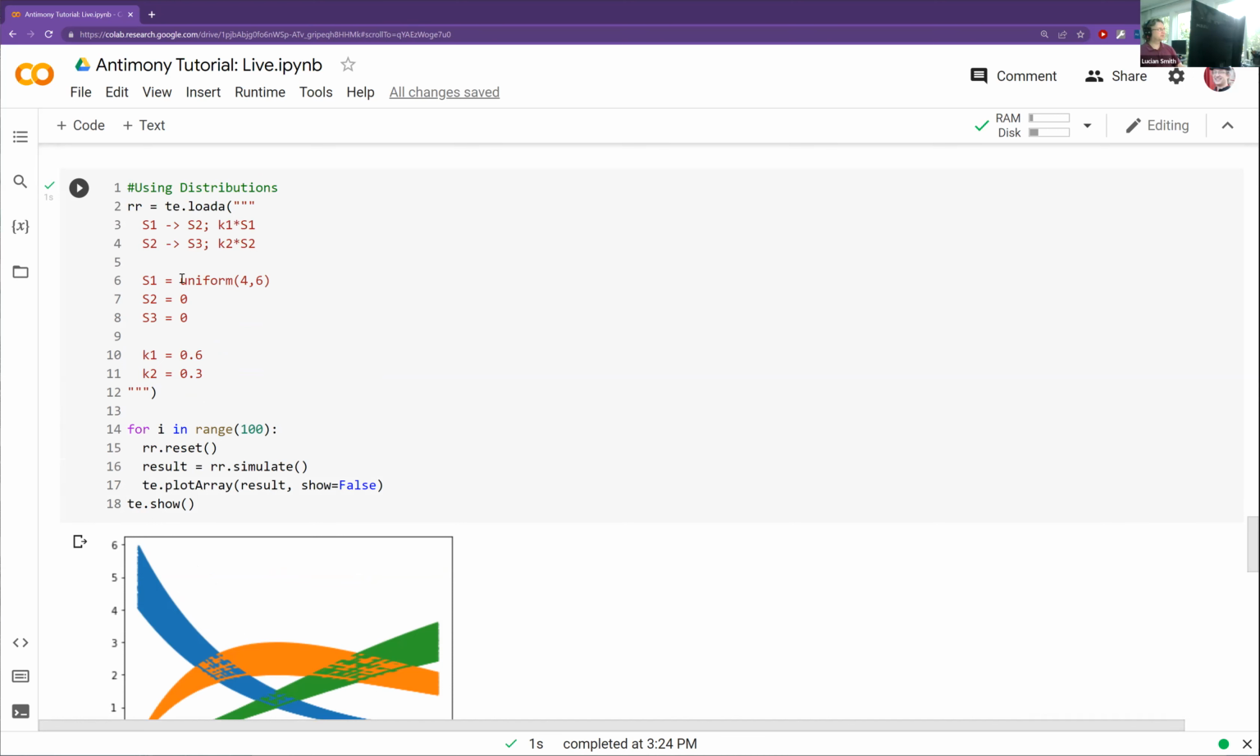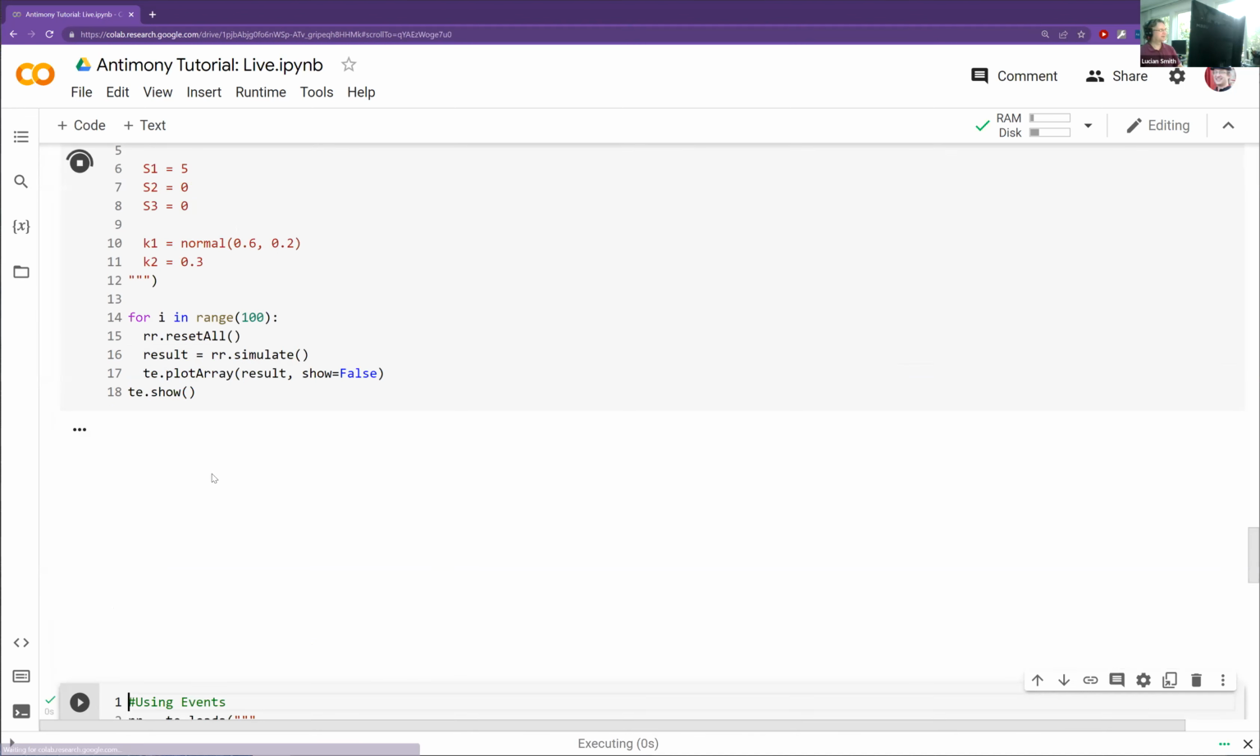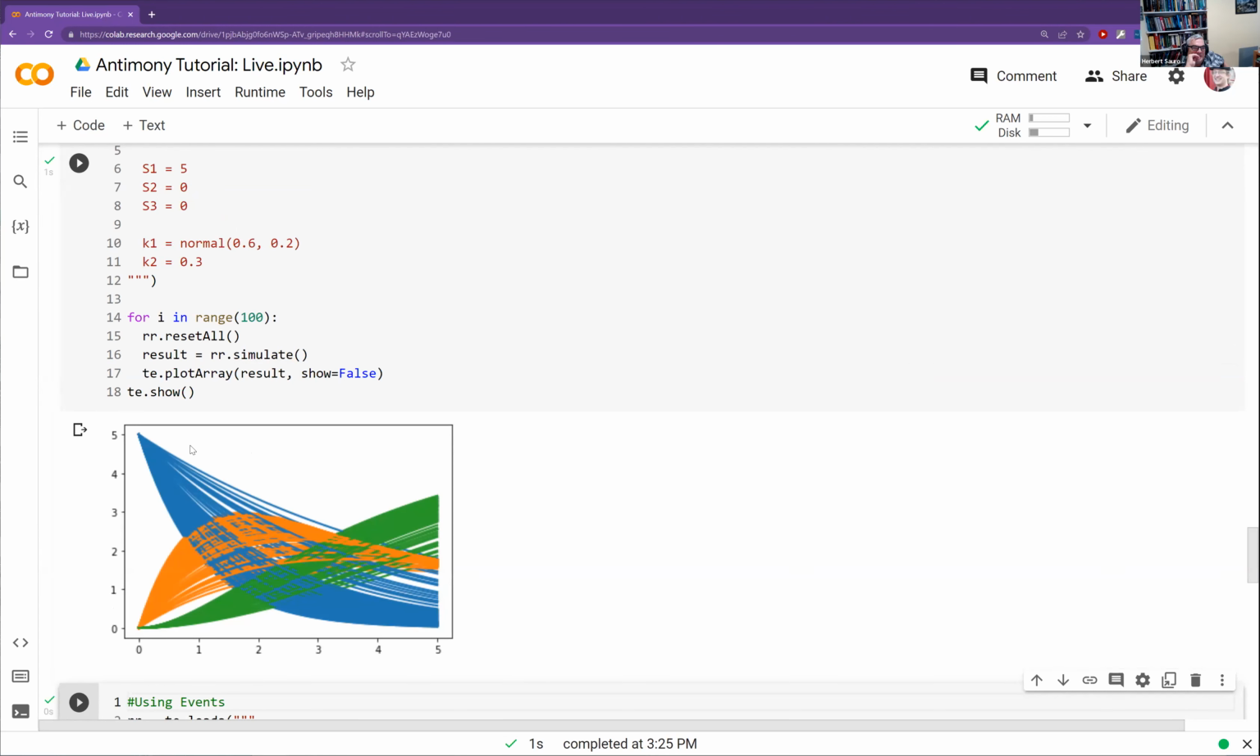You could also, let's say we don't want to change S1, but we want to change K1. And instead of a uniform, we'll use a normal. Say the mean is at 0.6, with a standard deviation of 0.2. Could have some weird effects here if K1 goes negative. But anyway, we have to set this to all, there we go. I got away with it. So now S1 started at 5 and it went down at a variety of different rates.